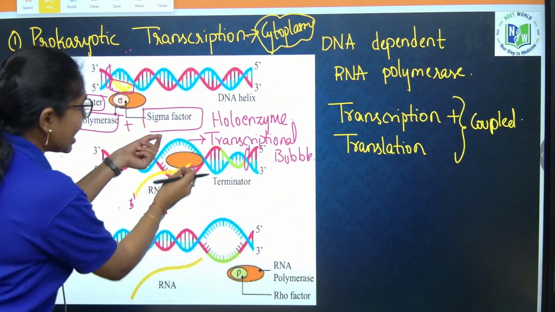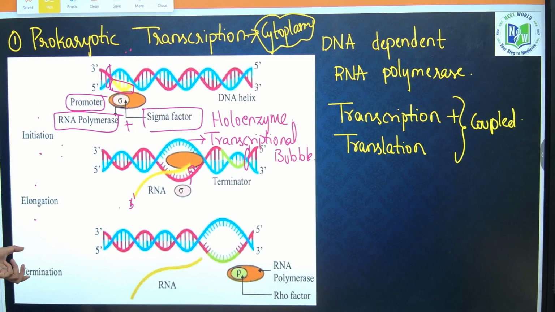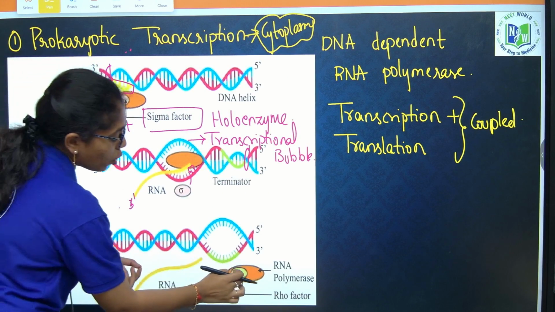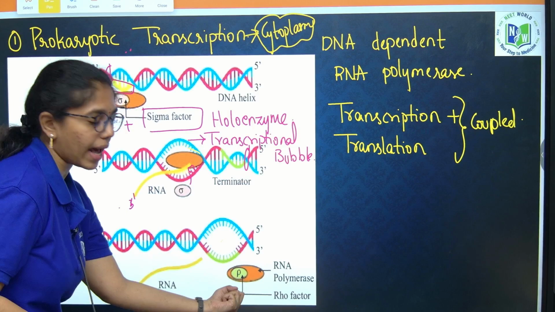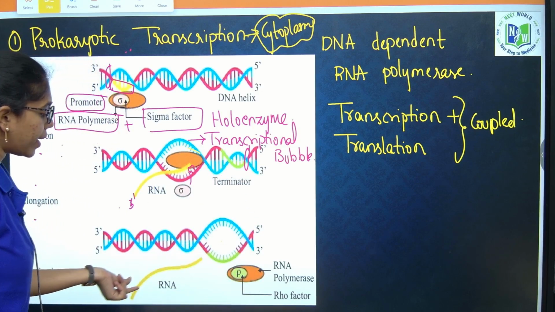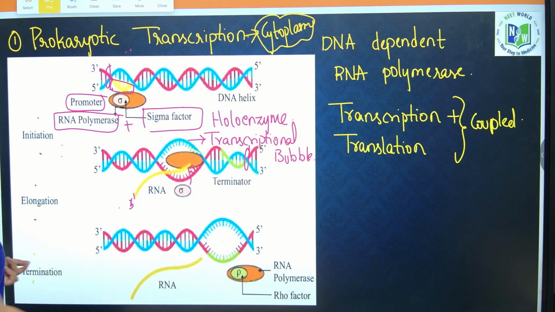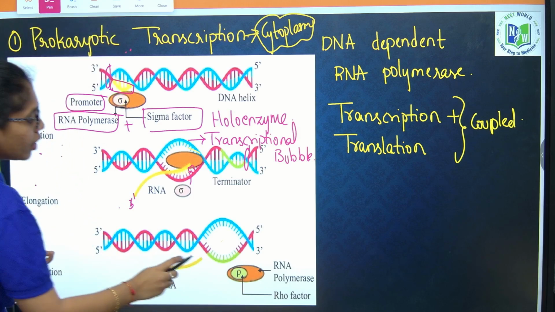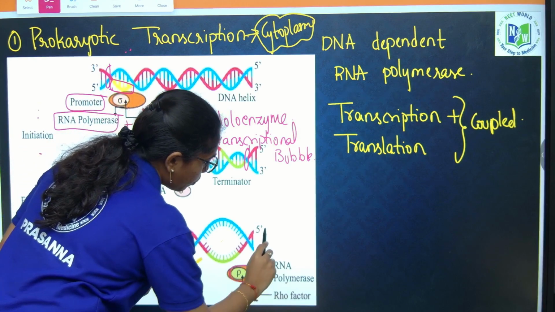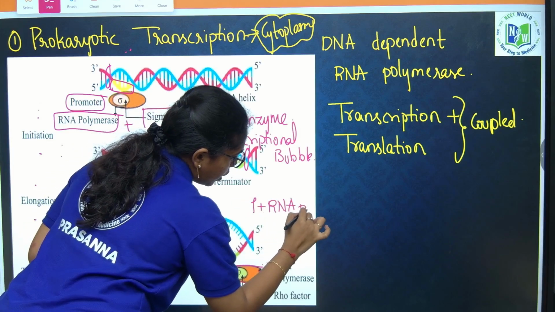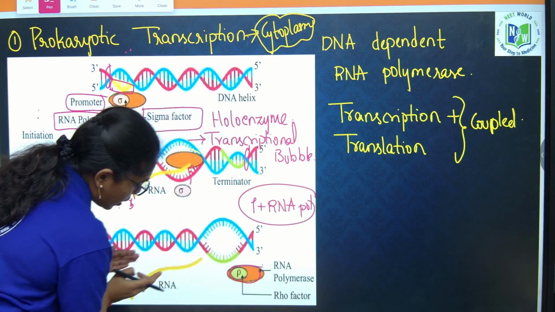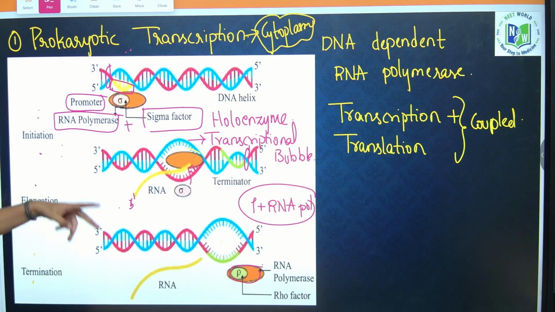Now, once the mRNA strand is synthesized, at termination time what happens is Rho factor will come and attach to the RNA polymerase, and it will pull the RNA polymerase and release the mRNA strand into the cytoplasm. So these are the 3 important steps which happen in prokaryotic transcription.